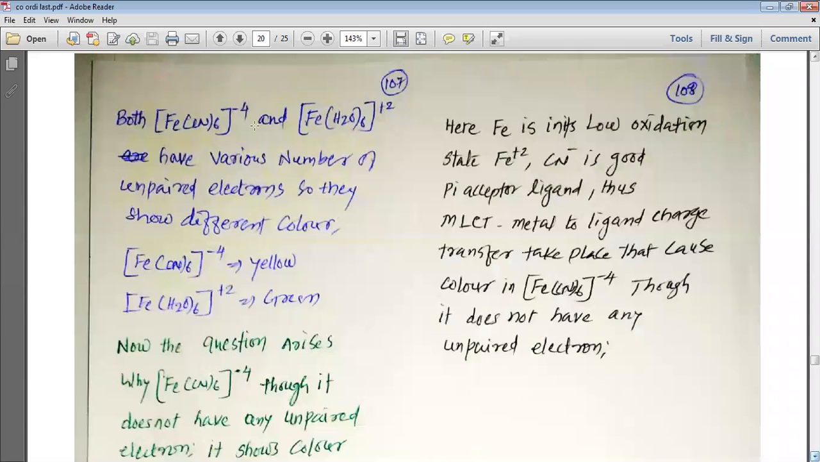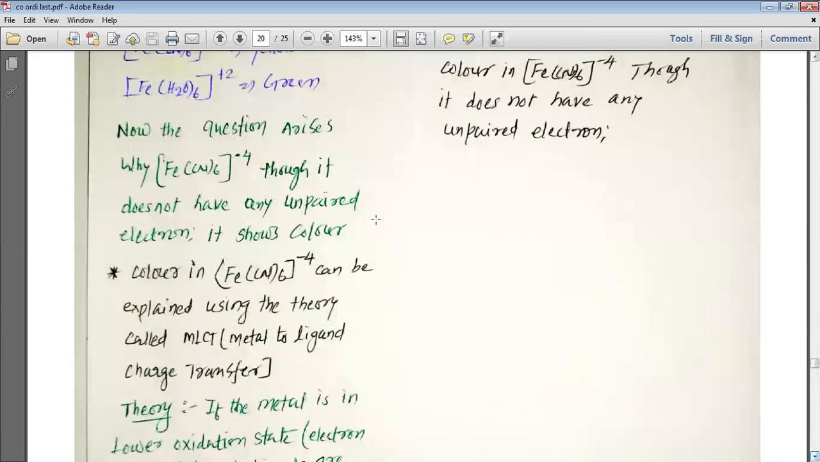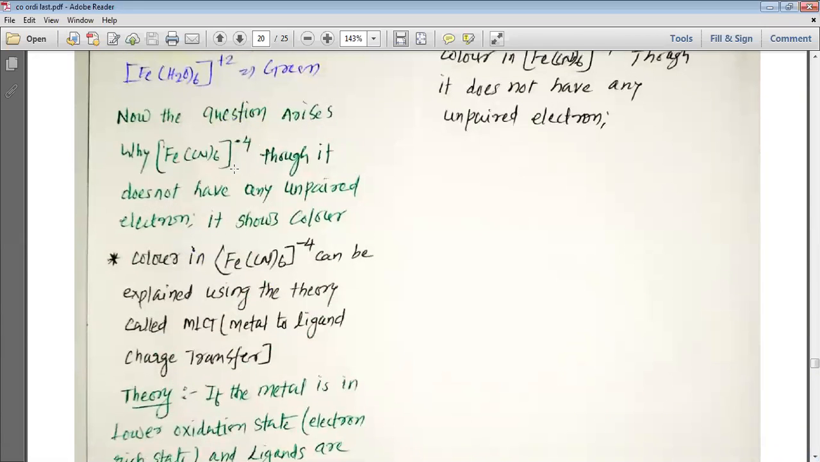Both [Fe(CN)6]4- and [Fe(H2O)6]2+ have different numbers of unpaired electrons, so they show different colors. But [Fe(CN)6]4-, which should be colorless, shows yellow color, and [Fe(H2O)6]2+ is green in color. Now the question arises: why does [Fe(CN)6]4-, though it does not have any unpaired electron, show color?